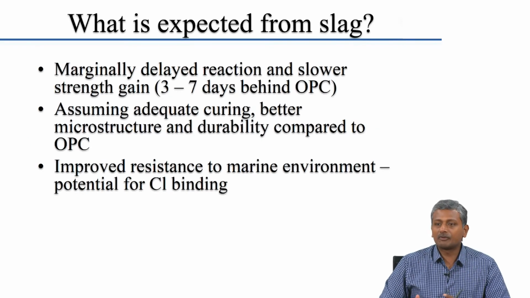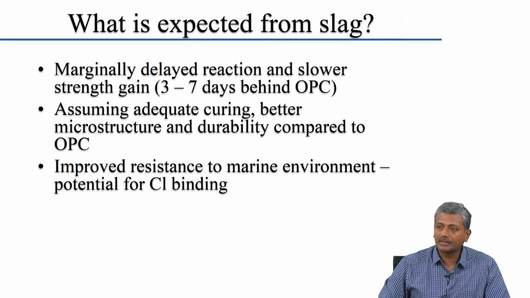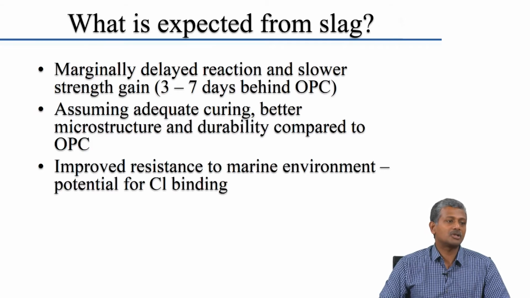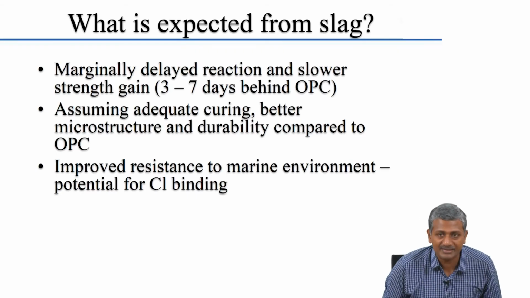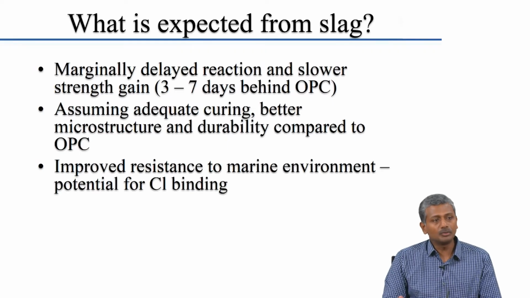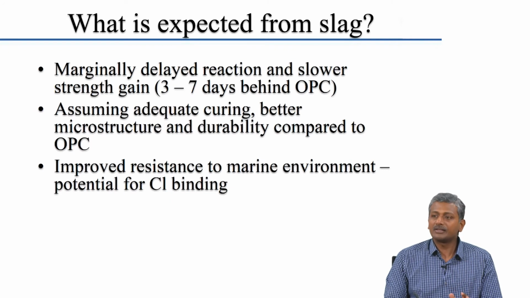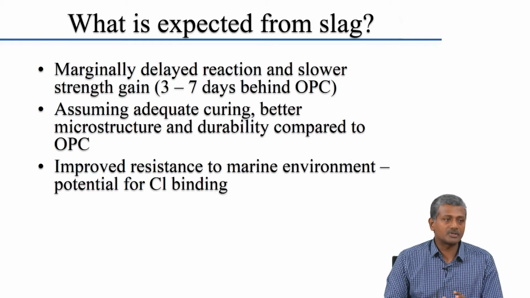level. So what do we expect from slag? Generally there will be a marginally delayed reaction. I discussed this earlier that the effective time that the slag mix may need to reach the level of the potential development of Portland cement may be about 3 to 7 days, but it may also not be true. You may actually get slags that are much more reactive and sometimes equally reactive as cement and lead to very good performance at very early ages itself. Assuming again that you do adequate curing, in the long term you can expect better microstructure and durability as compared to ordinary Portland cement concrete.